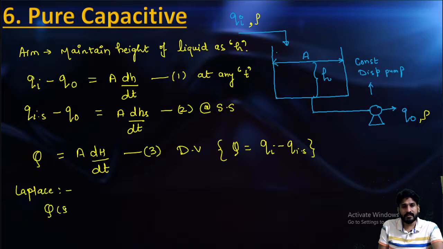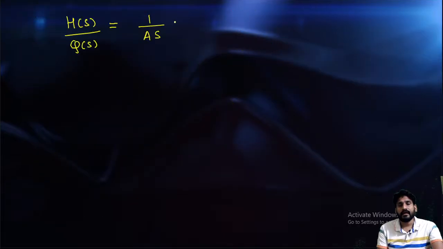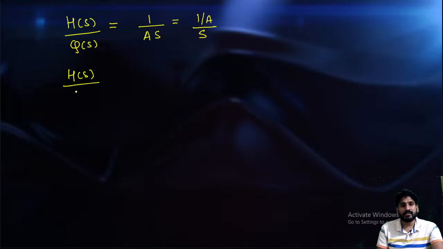it is my QS is equal to A S HS. And what is the transfer function? Let me write this in the next slide. Output will be my height of the tank divided by input flow rate, and that is equal to 1 divided by A into S. And I will write it as 1 divided by A, divided by S. And I will write this term as HS divided by QS is equal to, this is my Kp, Kp dash divided by S.